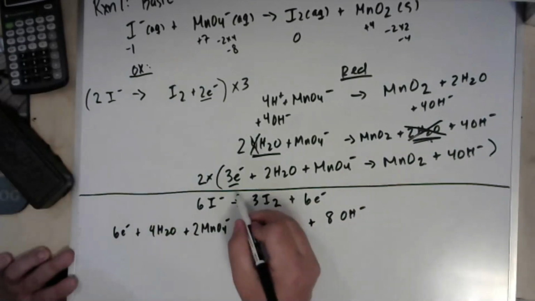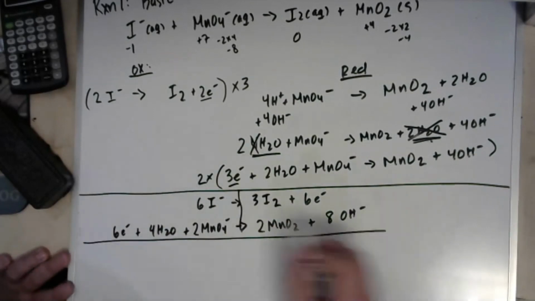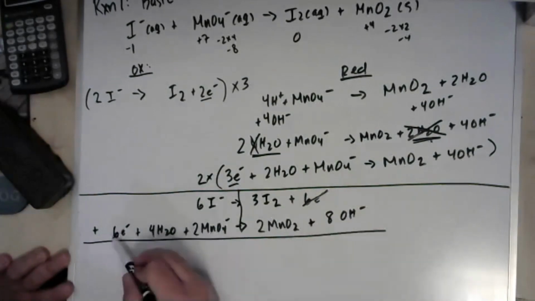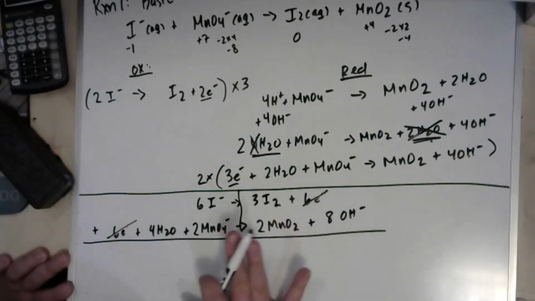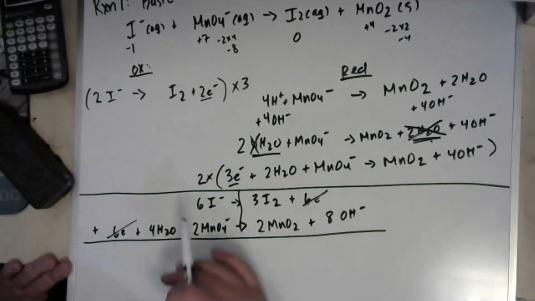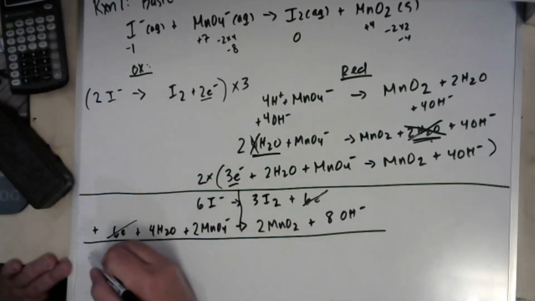Okay. And now I'm just going to add these together like I did before. 6 electrons on the product side, 6 electrons on the reactant side, those cancel out. I have nothing else in this reaction that cancels out, so everything else is going to come down now into my overall reaction.